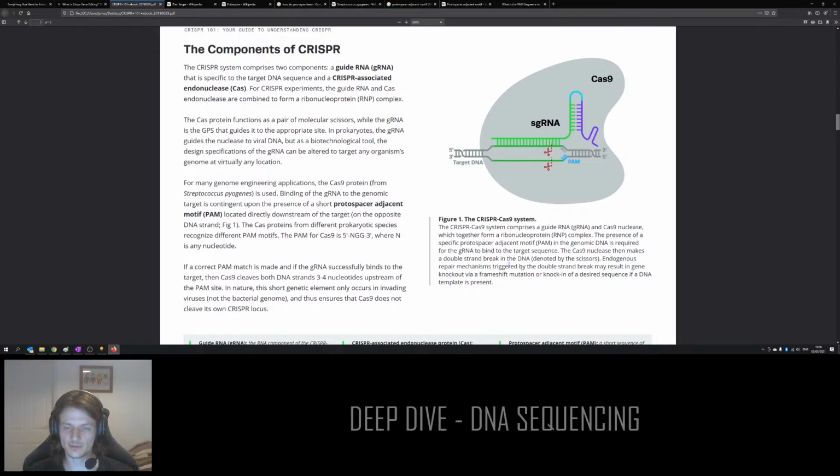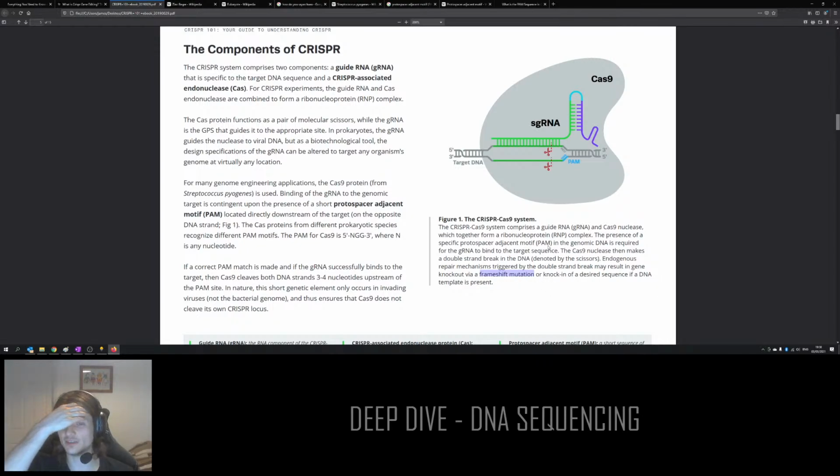Endogenous repair mechanisms triggered by the double-strand break may result in gene knockout via a frame shift mutation or knock-in of a desired sequence if a DNA template is present. So when it snips it, it may result in gene knockout via a frame shift mutation or knock-in of a desired sequence if a DNA template is present.